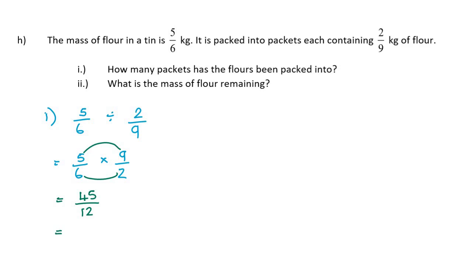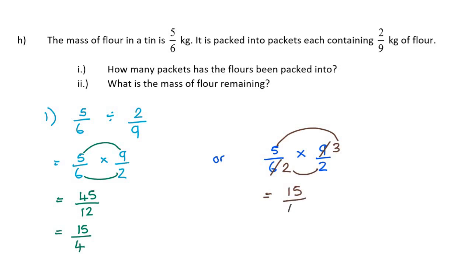Now they definitely are both divisible by 3. So 45 divided by 3 is 15. 12 divided by 3 is 4. And that's as simplified as it would get. So, how else could we do it? Well, we could say 5/6 times 9/2, and then we could do the cross-cancel version. So we could say 3 goes into 6 twice, 3 goes into 9 3 times. Then top times top, 15, 2 times 2, 4.